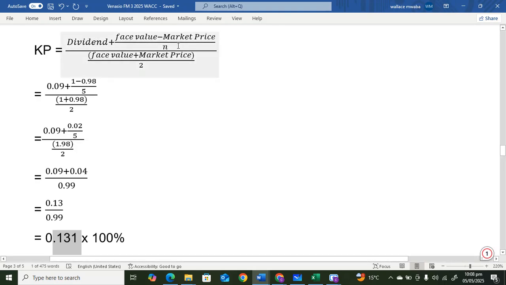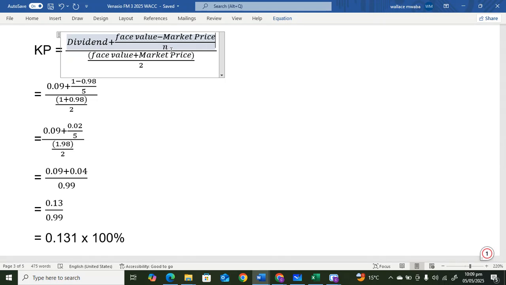Oh, n is the number of years. All right. So it said these preference shares mature in 5 years. That's why we used n. N equals 5. Okay, colleagues, any questions?